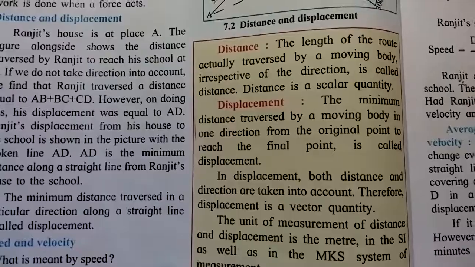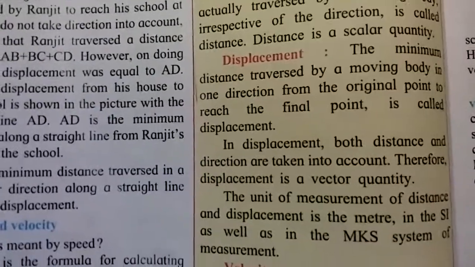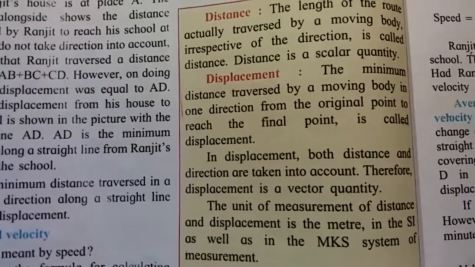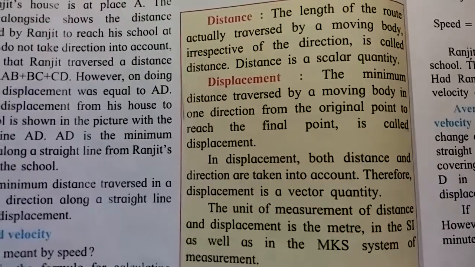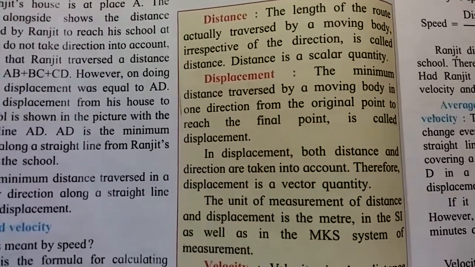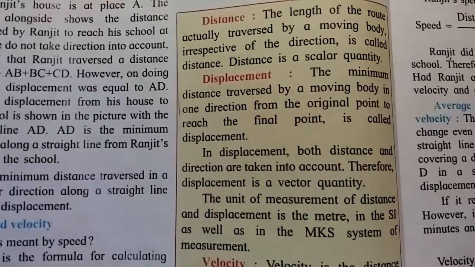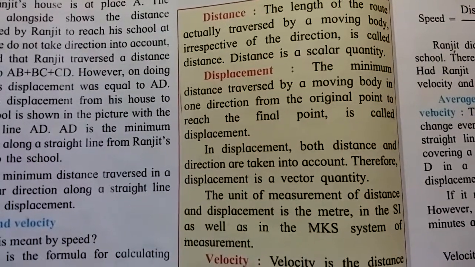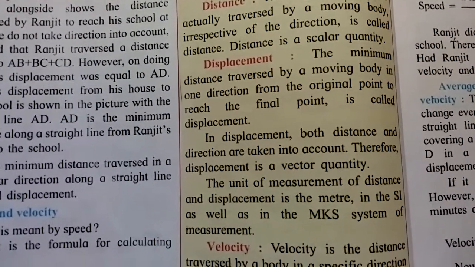In displacement, both distance and direction are taken into account. Therefore, displacement is a vector quantity. The unit of measure of distance and displacement is the meter in the SI as well as in the MKS system.